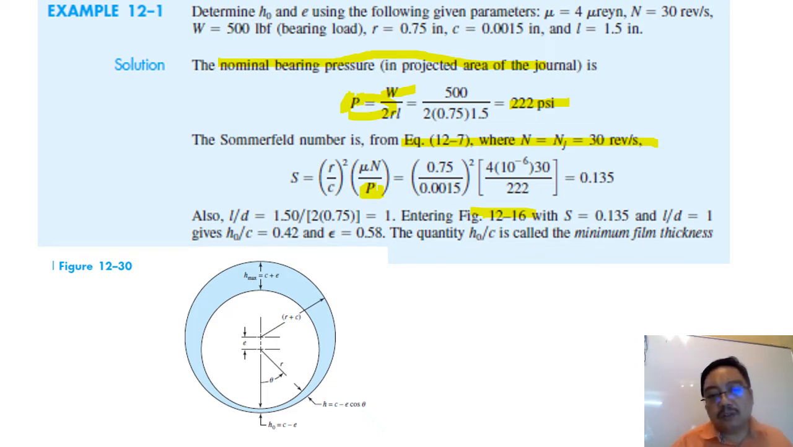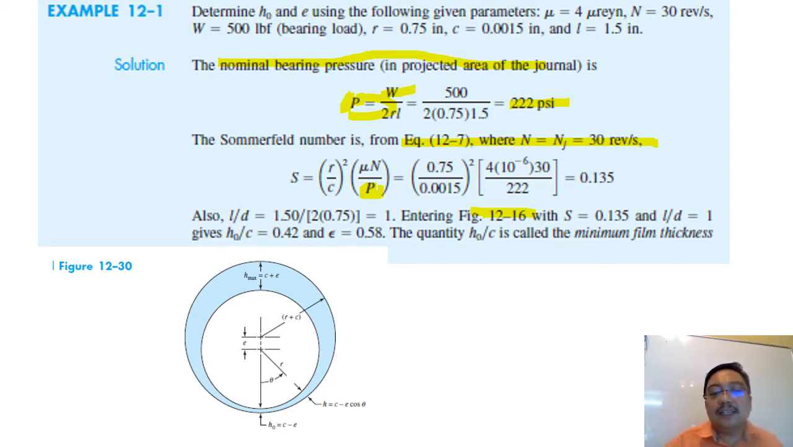This is important because for Figure 12.16 there are 4 options: L over D equals infinity, L over D equals 1, 1/2, and so on. You can see, and because you want to extrapolate the graph, at S equals 0.135 and L over D equals 1, this gives h0 over c equals 0.42, and ε equals 0.58. And the quantity h0 over c is called the minimum film thickness ratio, which is the minimum film thickness over the clearance.